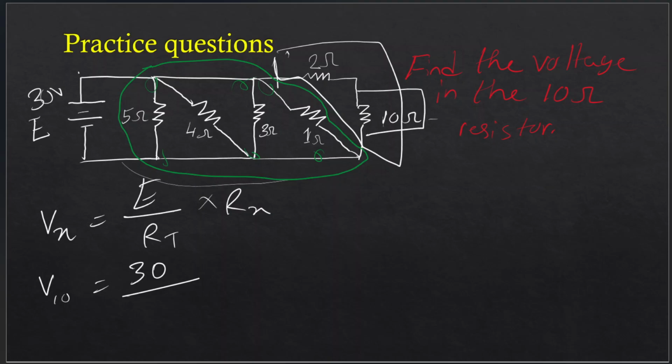So the series connection here has 2 ohms and 10 ohms. So the total resistance would be 2 plus 10, 12 ohms, times Rx, which is R10, which is 10 ohms. So what's our voltage for the 10 ohm resistor? 30 over 12 times 10. So that's 25 volts.